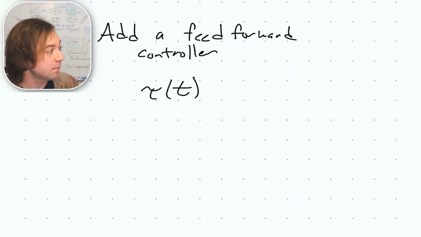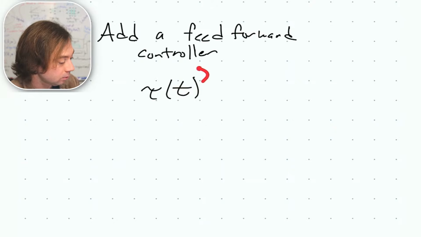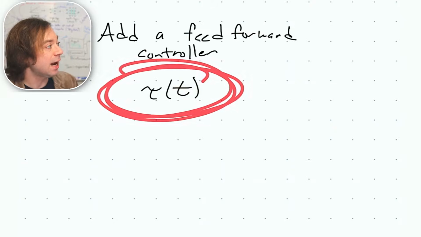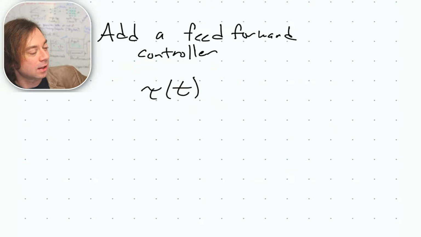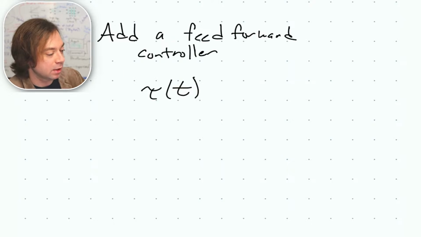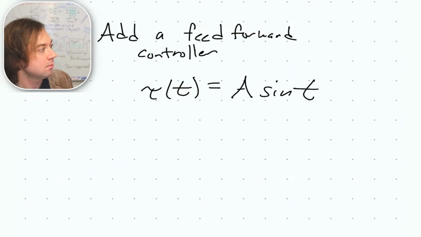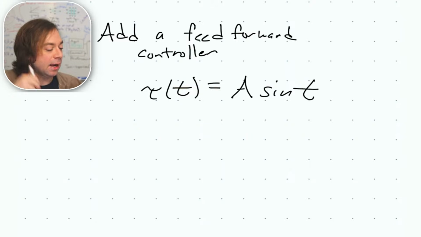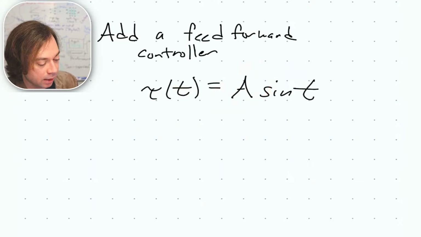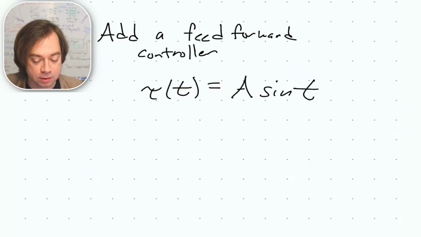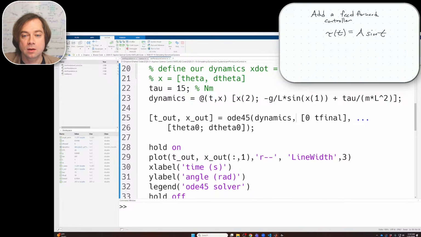If I wanted it to be something else, if I wanted it to be some time varying signal, let's just say we want it to be a sine wave. Let's say we just want our tau of t to be equal to some amplitude times sine of t, so that we're adding a torque that kind of sways back and forth. We can absolutely do that. Okay, how would we do that? Let's just go back to the code real quick.